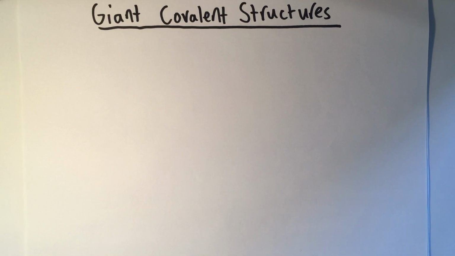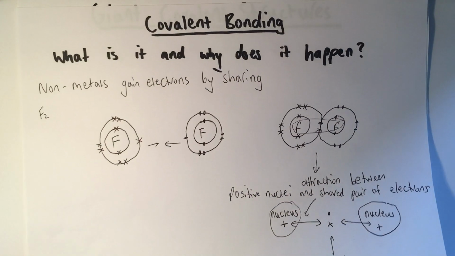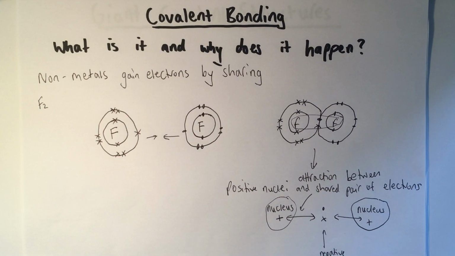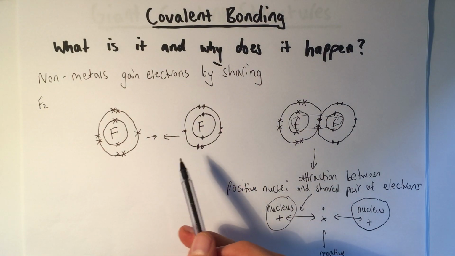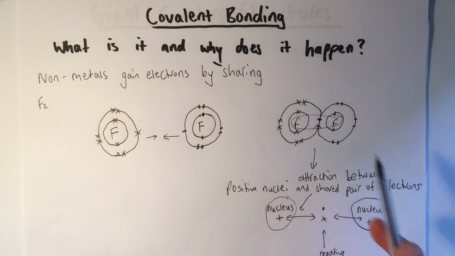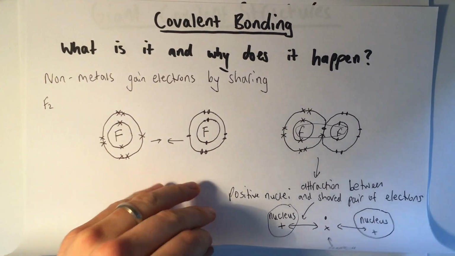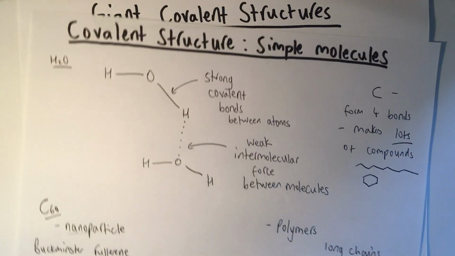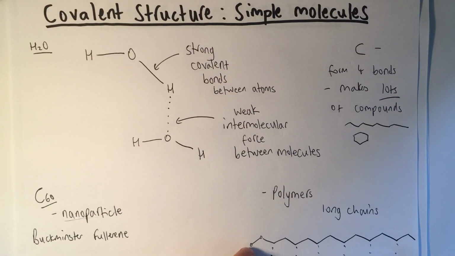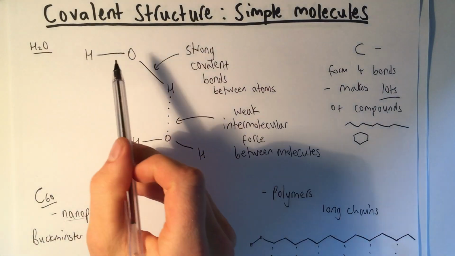This video looks at giant covalent structures. So we know what covalent bonding is already. It's a bonding that takes place between non-metal atoms, and it happens by sharing a pair of electrons. And then we know that covalent compounds and elements almost always exist as molecules.